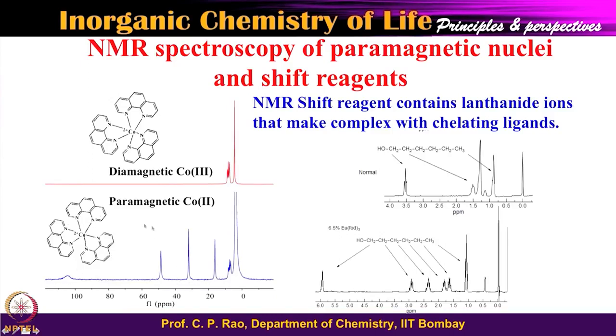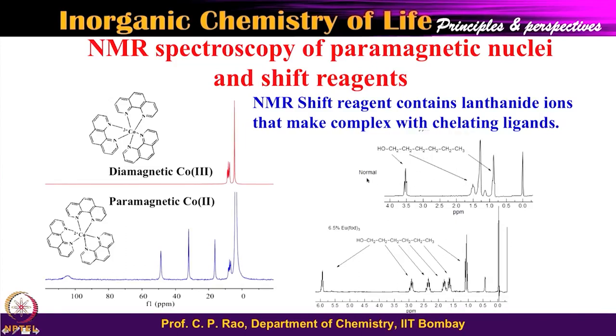This kind of thing is a boon in disguise, because the paramagnetic contact will shift these peaks to a greater extent. On the right side, I have shown the same thing. The example is hexanol, and hexanol has the 5 CH2 groups, 1 CH3 and 1 OH. The OH is seen, the CH3 is seen, but all the CH2s come within this small region.